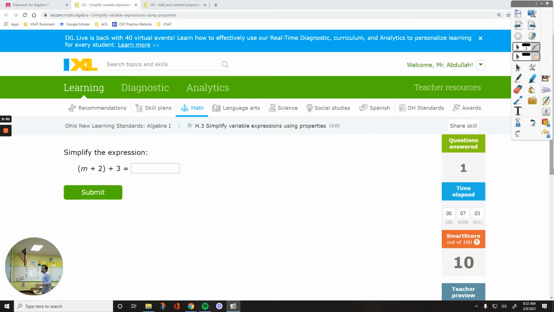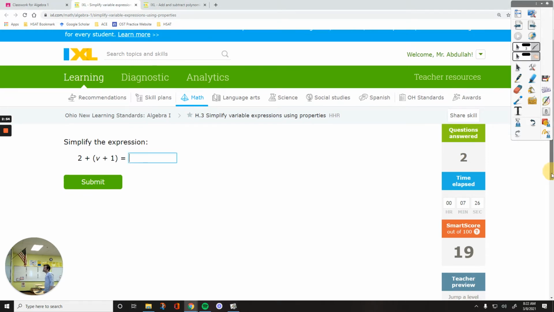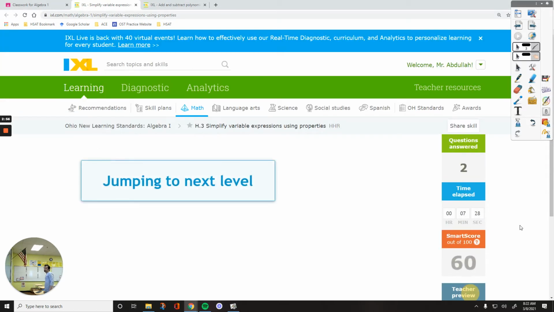This right here is very similar to the first one. There's only one variable and then I have two numbers in here to combine. Positive 2 plus 3 becomes positive 5, so m plus 5. This one is similar to the first one too, so I'm going to skip a level. I think you're going to keep getting very similar questions.